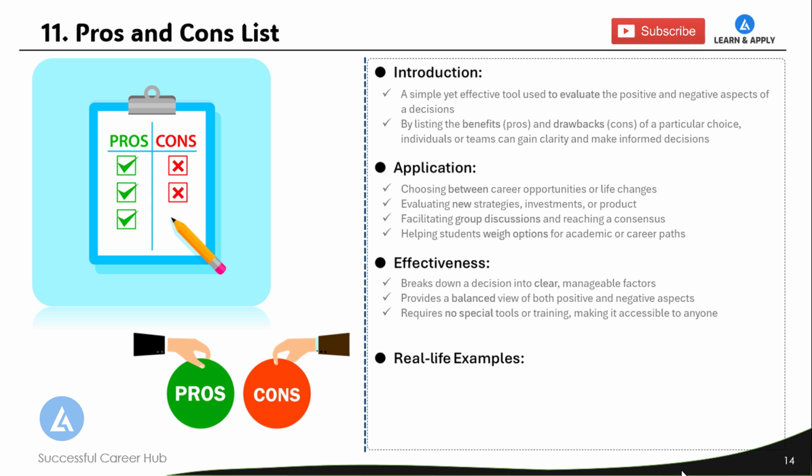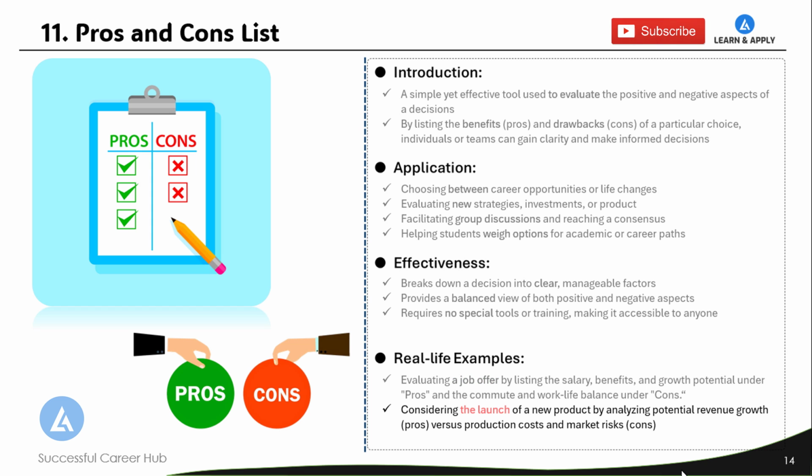Let's understand some real-life examples in which we can use this pros and cons list. Evaluating a job offer by listing the salary, benefits, and growth potential under pros, and commute and work-life balance under cons. Pros and cons list is also used for considering the launch of a new product by analyzing the potential revenue growth versus production cost and market risk. This is the simplest tool that anyone can use in any situation to make a decision, but there are some precautions that we also need to take.